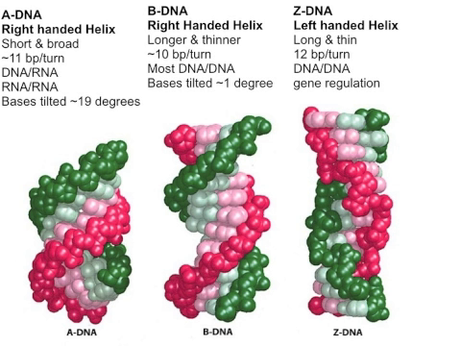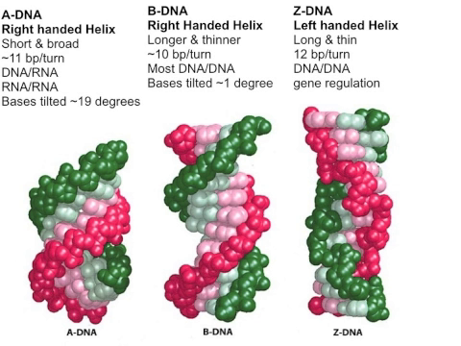A-DNA and B-DNA are both right-handed helices. However, Z-DNA is a left-handed helix. A-DNA is short and broad, with about 11 base pairs per turn. It's usually seen in DNA-RNA hybrid molecules, and it's also seen in RNA-RNA duplexes.